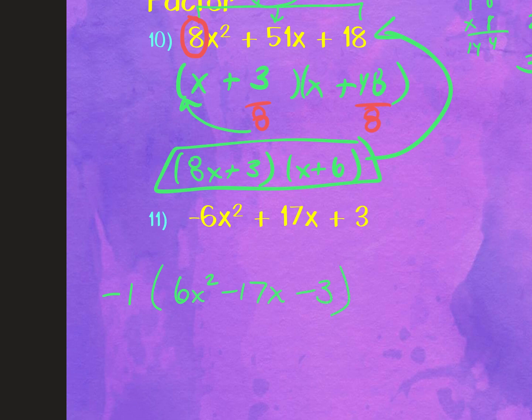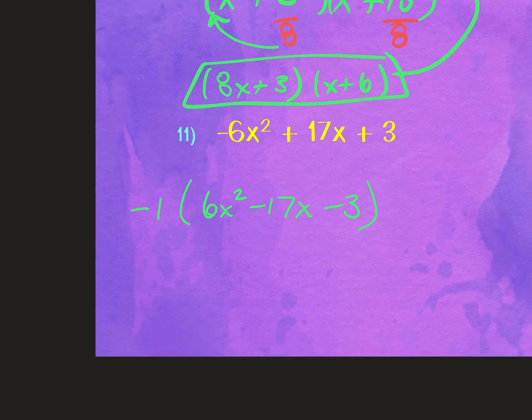Good. Factor out the negative first. It does not go anywhere. It's still out in front. It's still a part of your problem. Just get it out of the way. So I'm going to bring my -1 out here, and I'm going to get my 2 binomials set up, put my x's, and I'm going to say a times c. So 6 times -3 is -18. What are the factors of -18 that multiply to give me -18, but add to give me a -17?